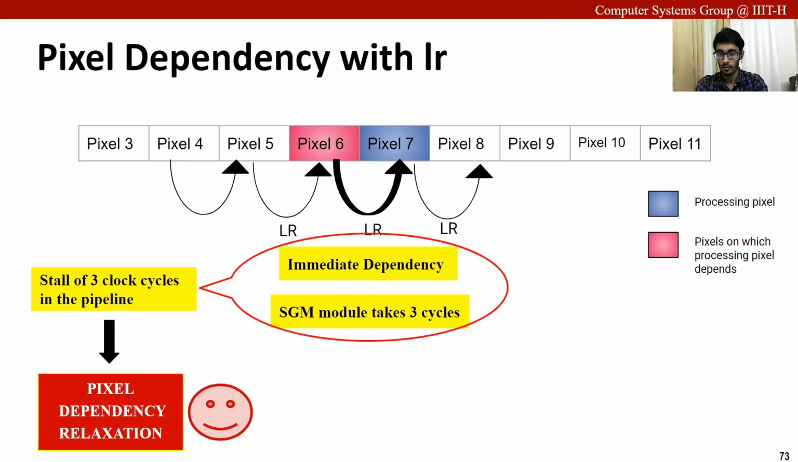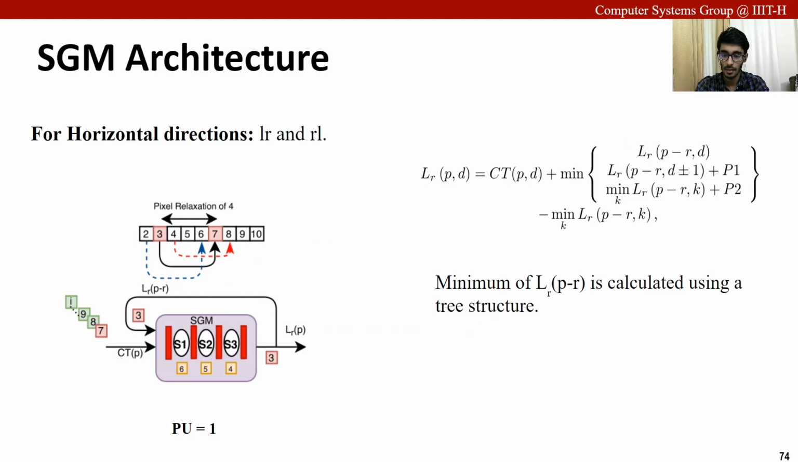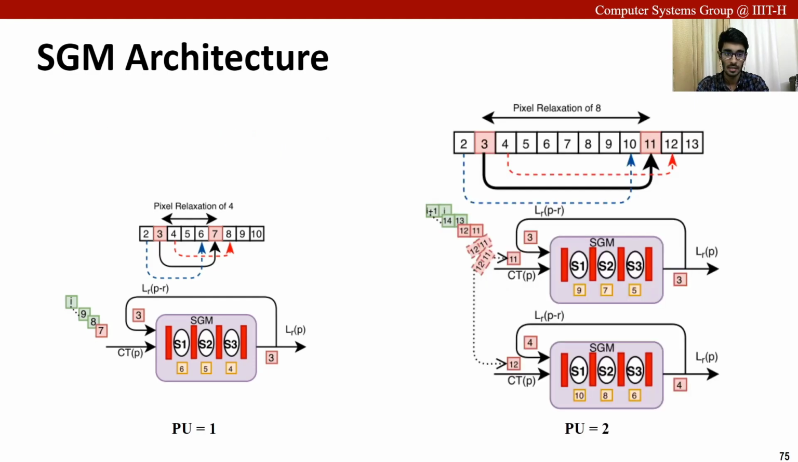So without waiting for the output, we simply pass the available output to the input of the module. For example, while processing pixel 7, we would require pixel 6's LR, but we take pixel 3's LR because that was available. Therefore, this creates a pixel relaxation of 4. When we increase processing units to 2, the pixel relaxation further increases to 8 because we are receiving 2 pixels' initial cost vectors in a packet, and this packet is distributed amongst 2 SGM modules. The first SGM module processes all the odd pixels and the second processes all the even pixels. Due to this distribution, the pixel relaxation increases to 8.